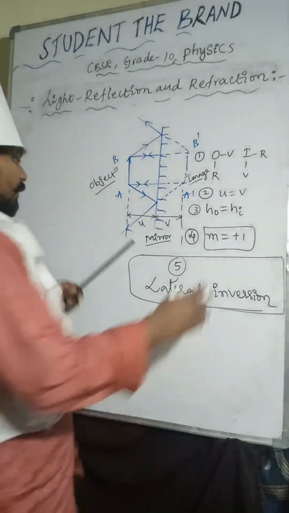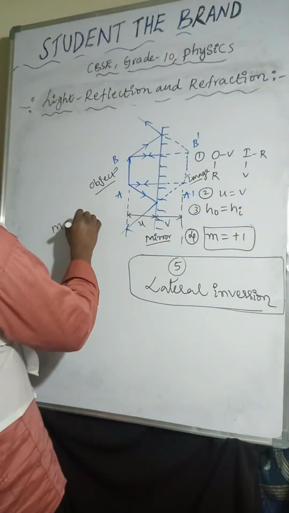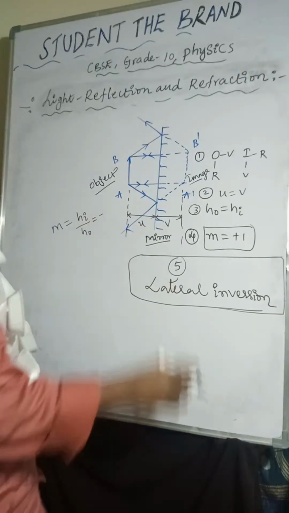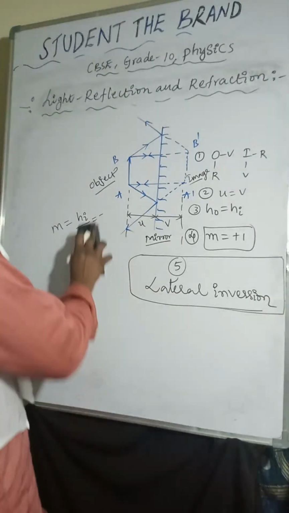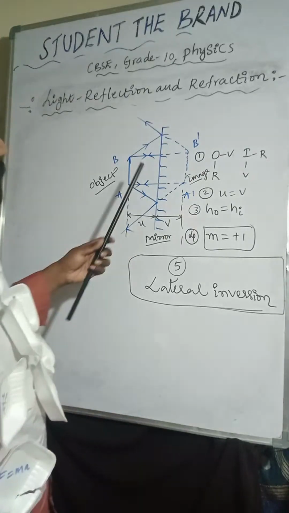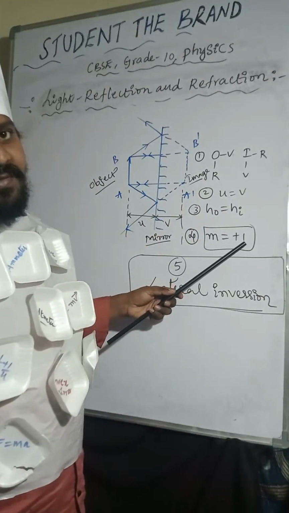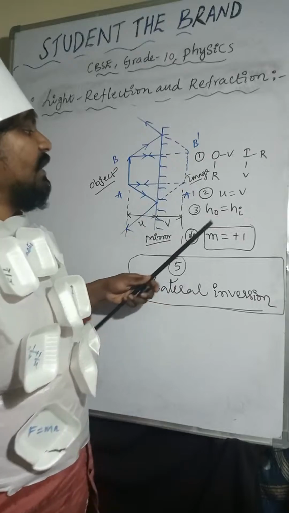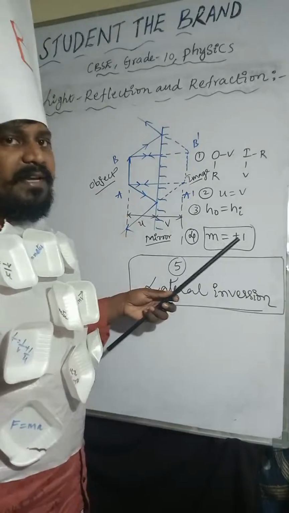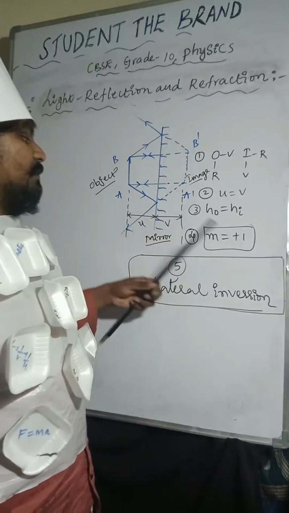And also, magnification is nothing but height of the image divided by height of the object. In a plane mirror, an erect image is formed, that's why magnification is +1. In a concave mirror we also get magnification of magnitude 1 but negative. Concave mirror minus, plane mirror +1.